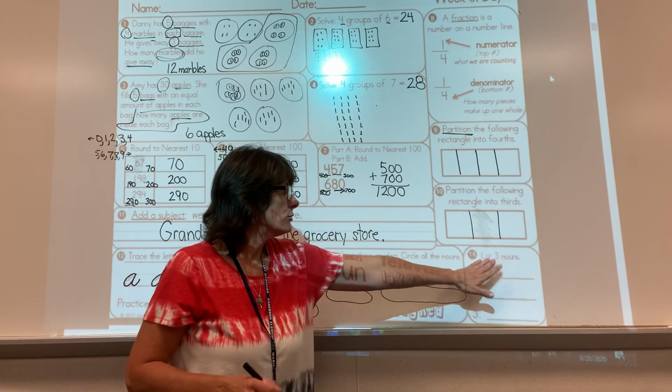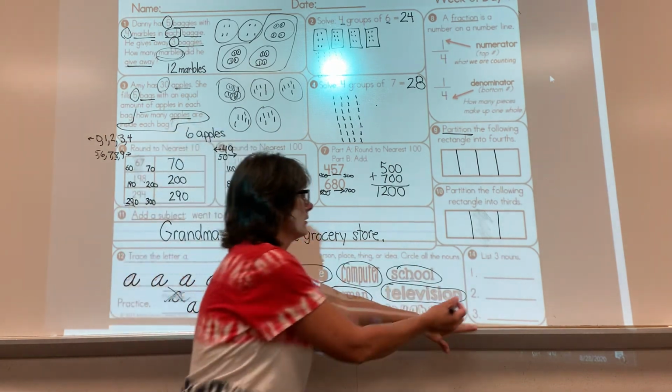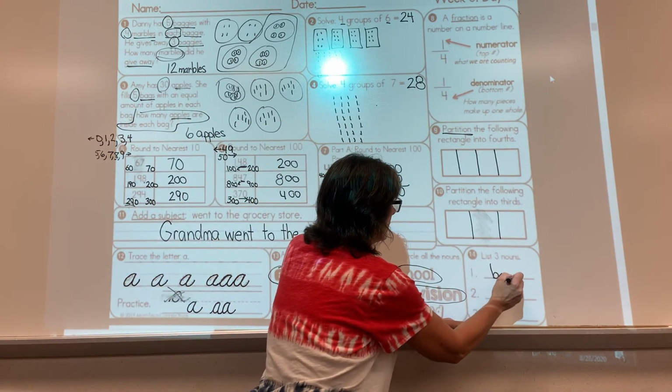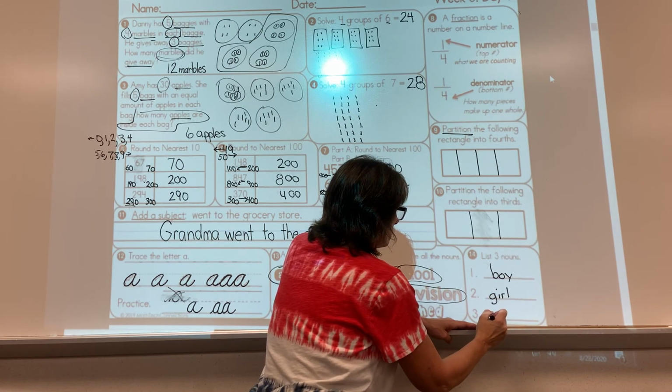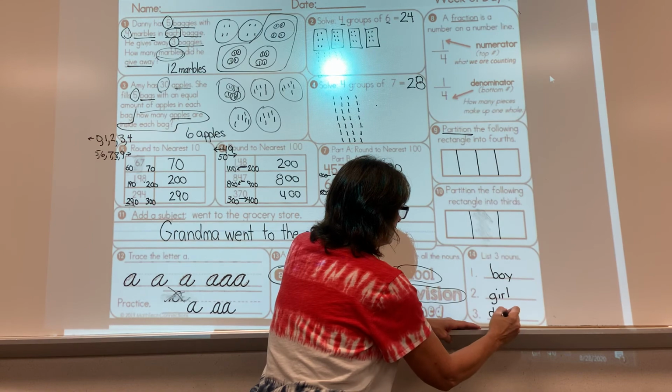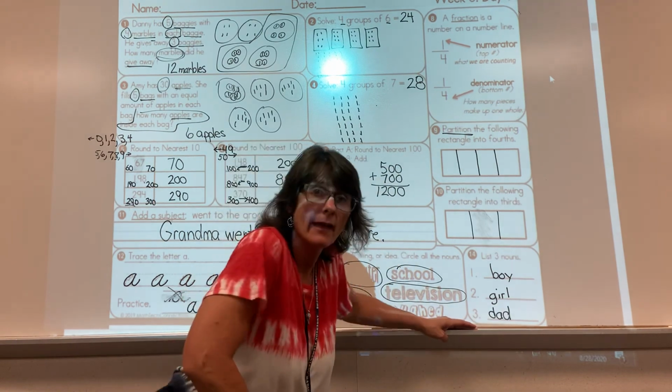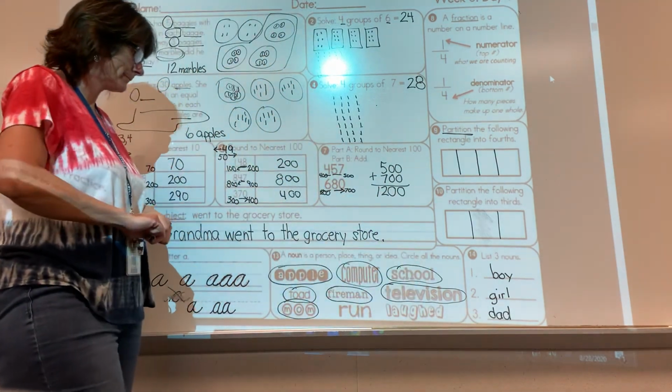Now on 14, you just have to list 3 nouns. Boy, girl, dad. And that's our morning work for today.